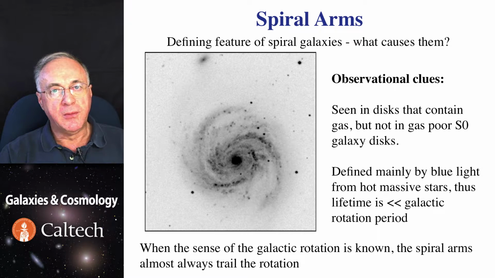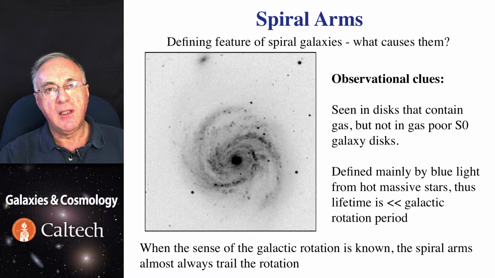Another important clue is that they're seen in young stars. And since young stars tend to last less than a full rotational period, it suggests that possibly the spiral arms are transient phenomena, that they actually last less than the typical rotation periods of these galaxies.